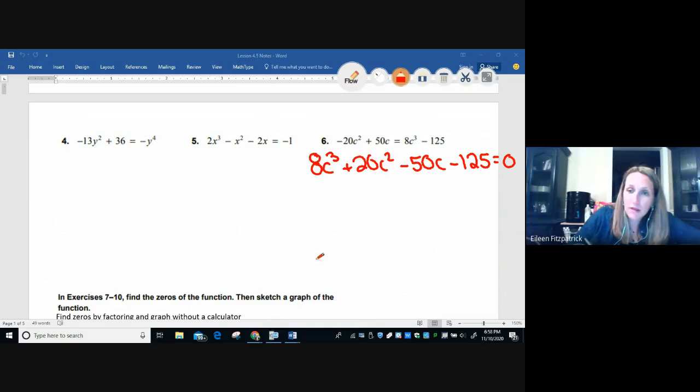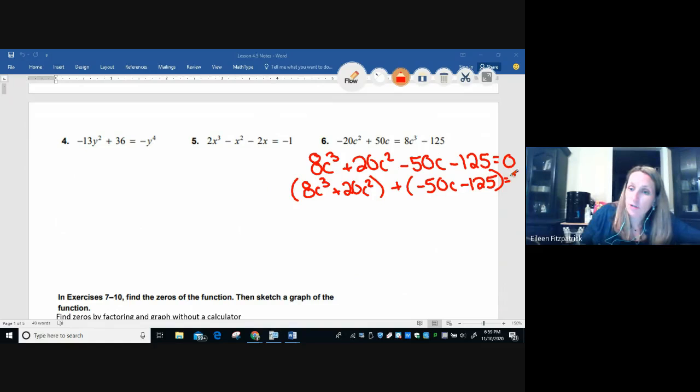If there is no GCF, or if one just doesn't pop out to you, you can try moving on to the next step, which is to count the number of terms. There are 4 terms. We factor 4 terms by grouping. So I'm going to group my first 2 terms together. And then I'm going to group my second 2 terms together.